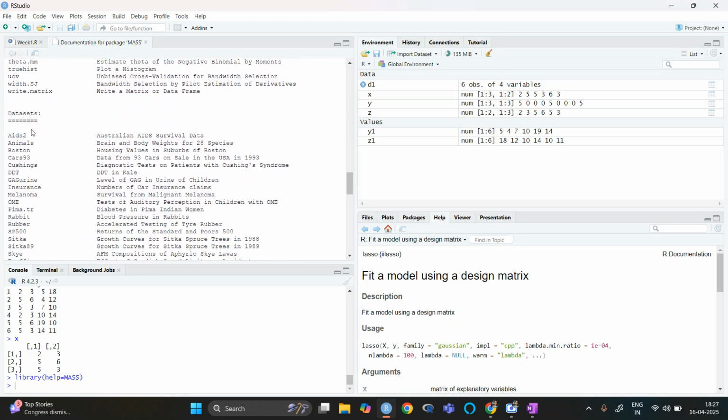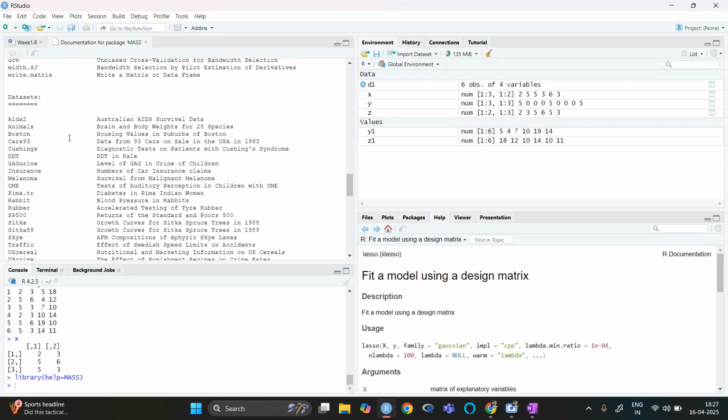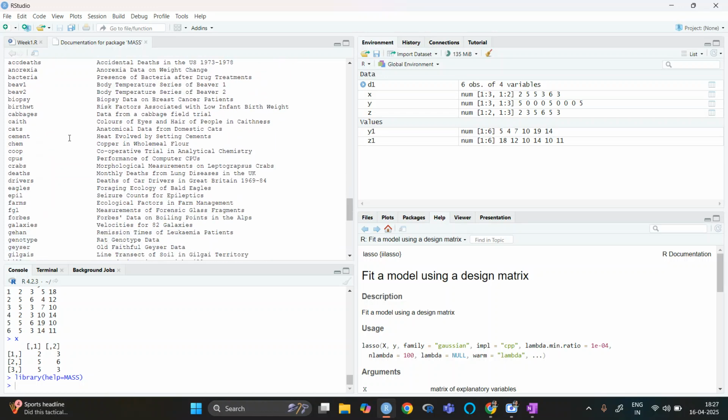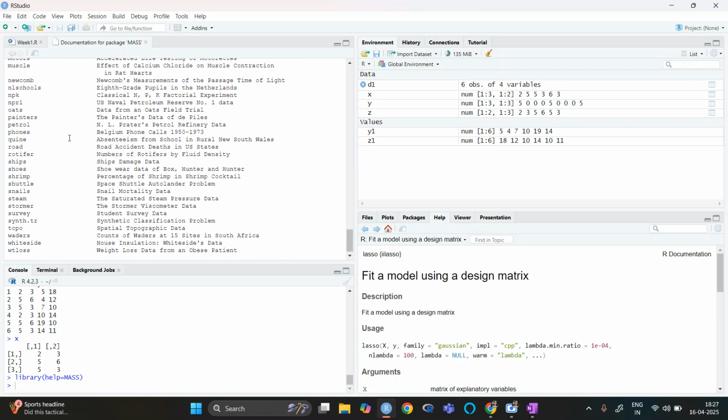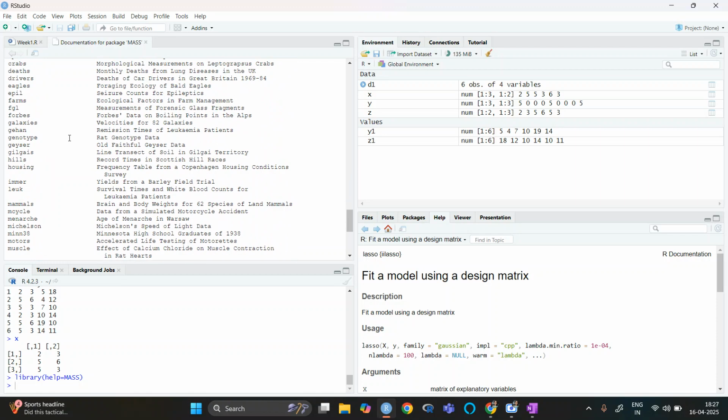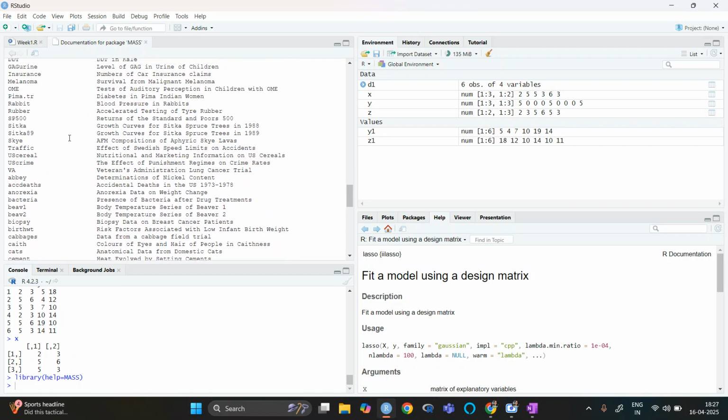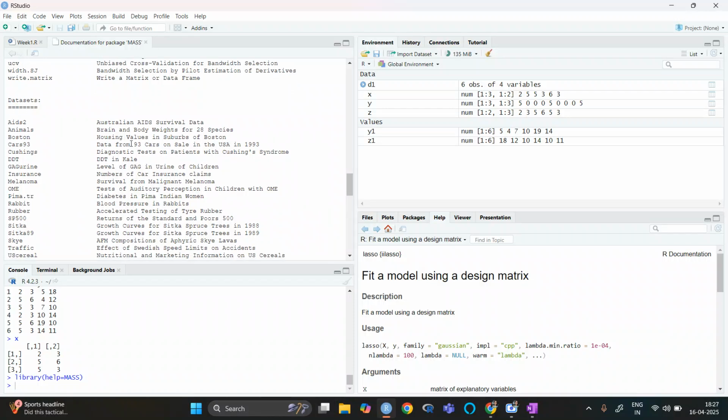The important part is the data sets. I have already told you that in our software there are a lot of data sets built in. In the last class we took one data set, mtcars, which was there in the R software.